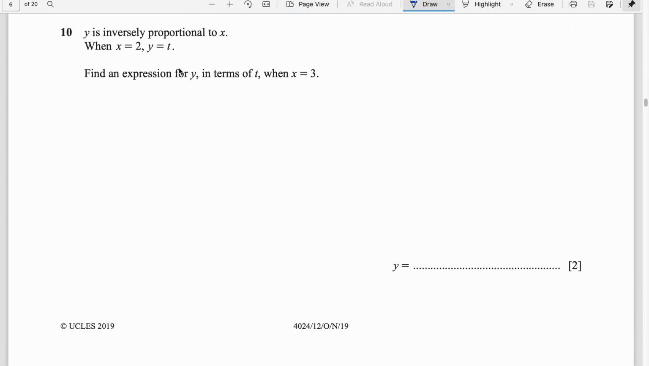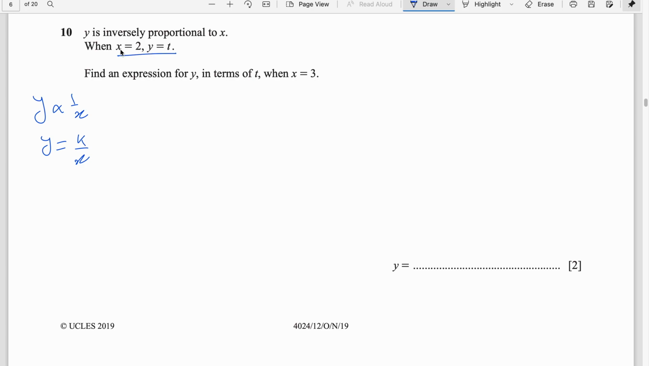Question number 10. Y is inversely proportional to x. When x equals 2, y equals t. Y is inversely proportional to x, so y equals k over x. Find an expression for y in terms of t when x is 3. Okay, first this is given.